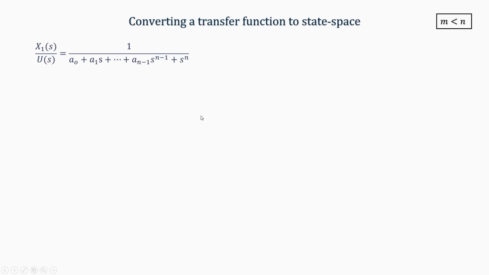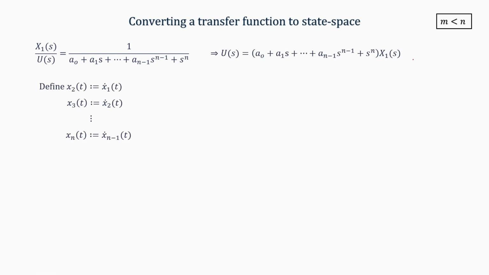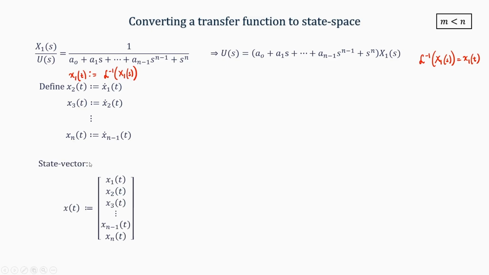Now we will define the states, and the states will be defined in this form. We will take the first state to be the Laplace inverse of X1(s), which is nothing but x1(t). Remember, this is a variable that we have introduced. So, x1(t) here is defined as the Laplace inverse of X1(s). Then we define x2 as x1 dot, x3 as x2 dot, and so on till xn, and using these variables I define the state vector.